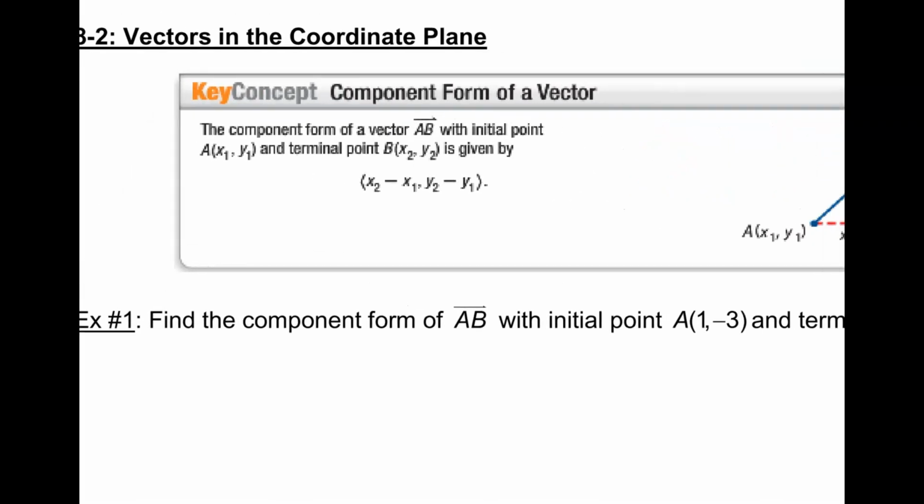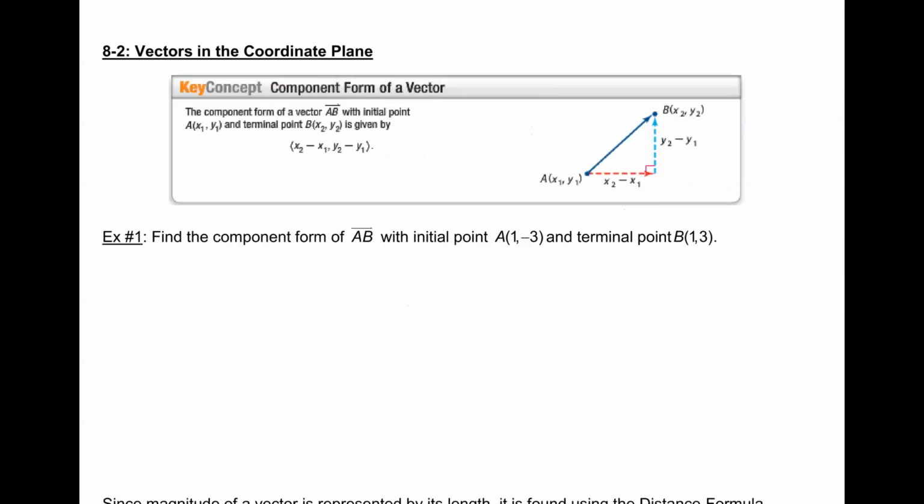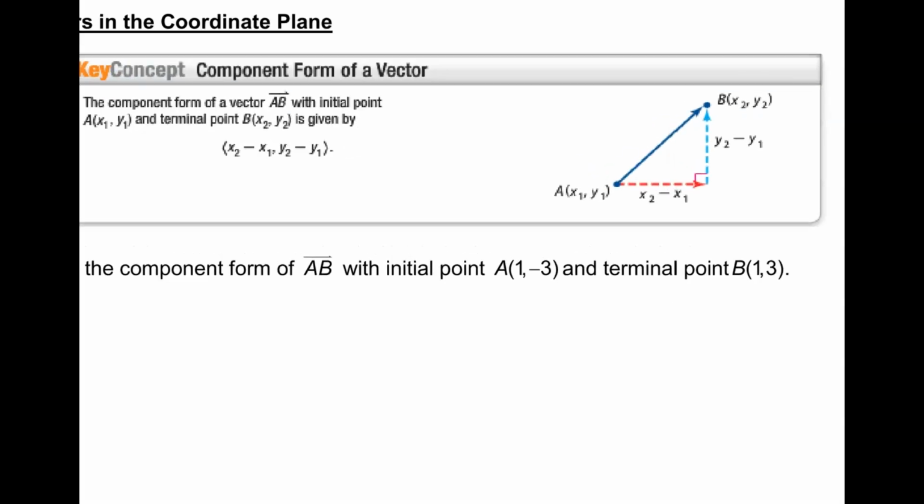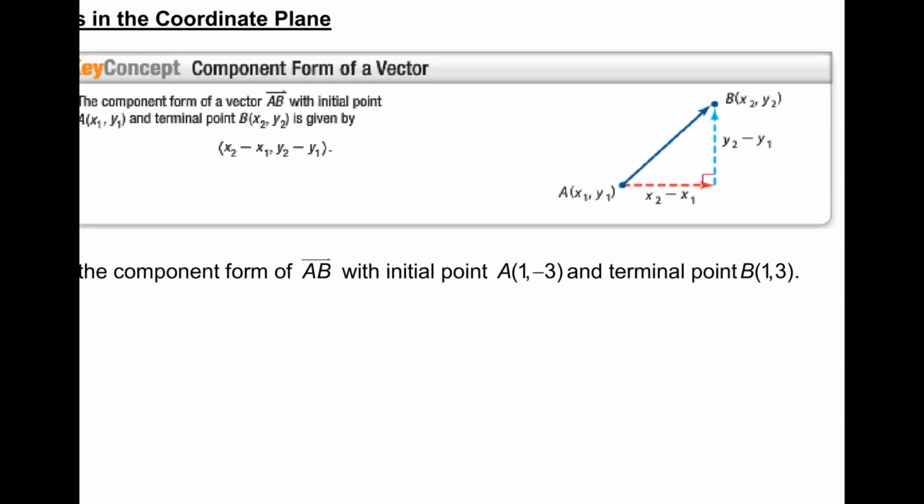Alright, here's the screencast for 8.2 part 1, vectors in a coordinate plane. So, first, the component form of a vector, you use these triangle brackets. It's always your x, comma, y, in brackets, because it's a vector, so I always think arrows, vectors.